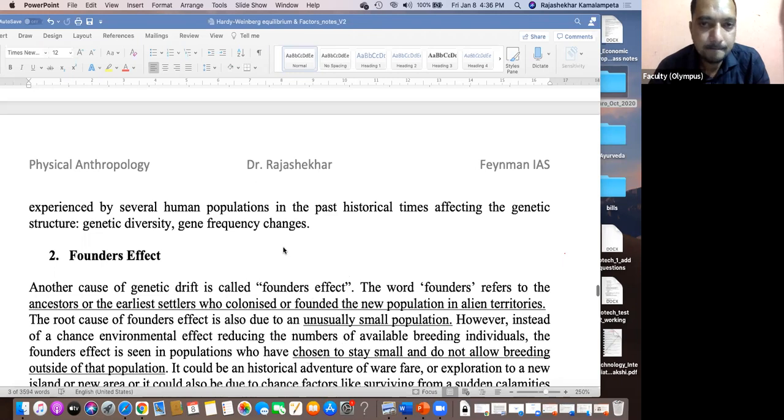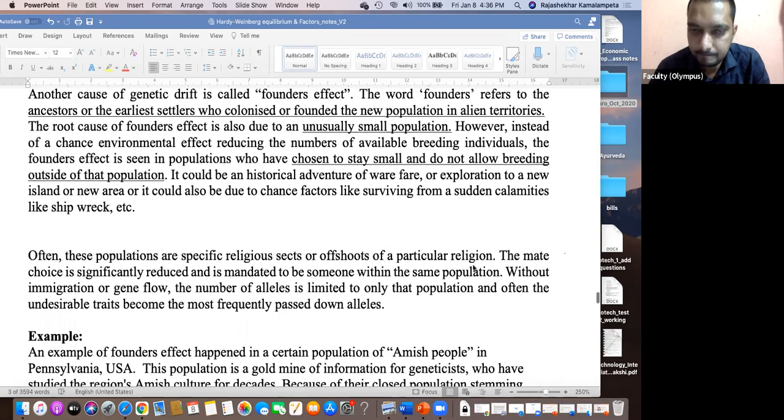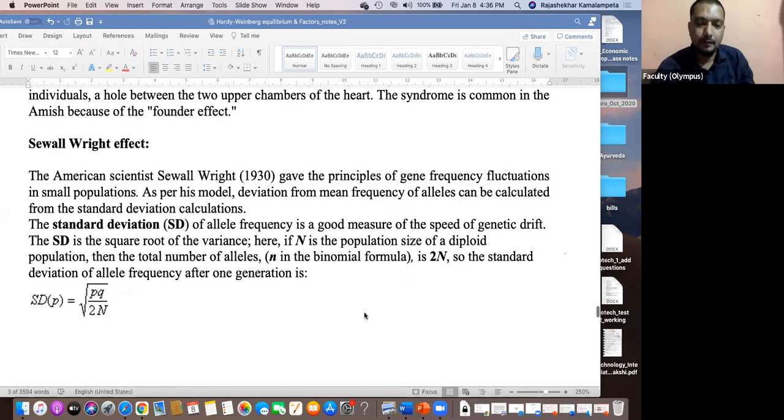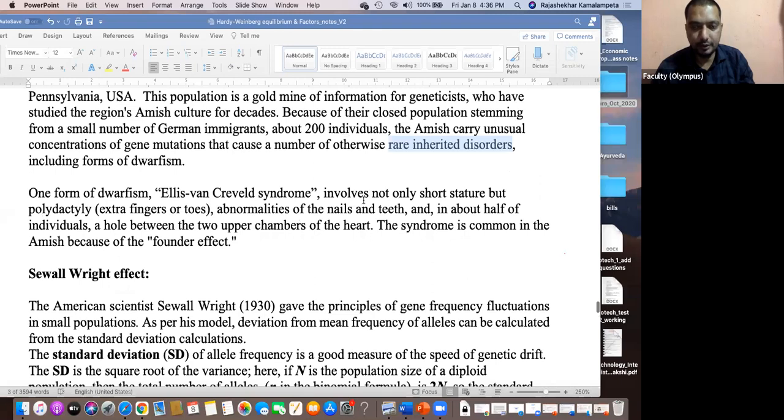Can you show the definition for founders effect? Sure. And this is part of the handout that I'm going to send you today.